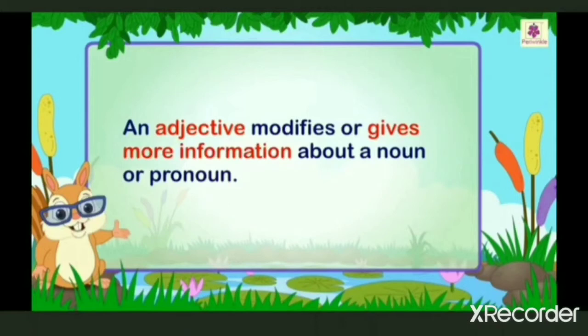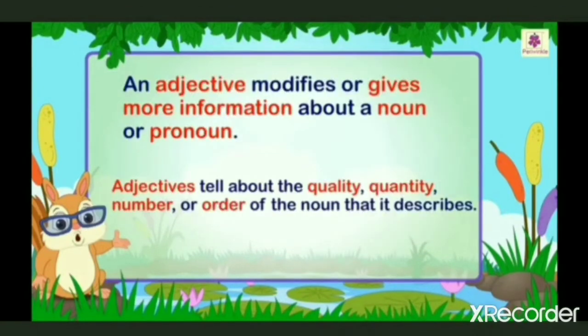For example, a boy. Boy is a noun. Now, if I add an adjective here, like clever boy, smart boy, good boy, these all will be adjectives. Adjectives tell about the quality, quantity, number or order of the noun that it describes.